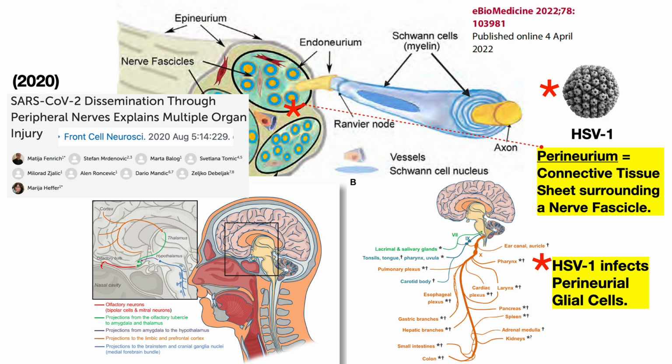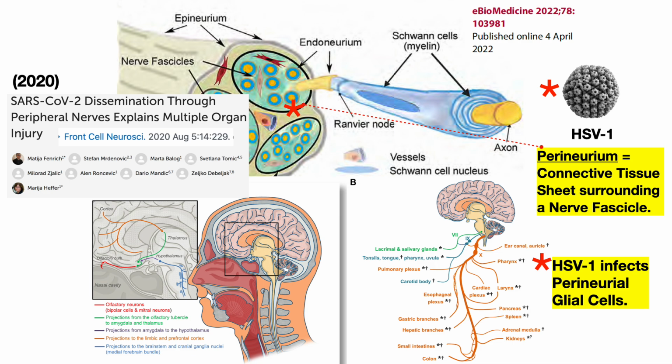SARS-CoV-2 dissemination through peripheral nerves explains multiple organ injury. And we now know that SARS-CoV-2 can be transported within endosomes within the nervous system. And so when mucosal tissues like the lungs, or the tissues that line the lungs and the gut, become infected with COVID, the infection can be amplified there, and virions can move from the mucosal tissues into neurons that innervate these mucosal layers of these visceral tissues. From there, the infection can spread through these peripheral nerves up into the brainstem.